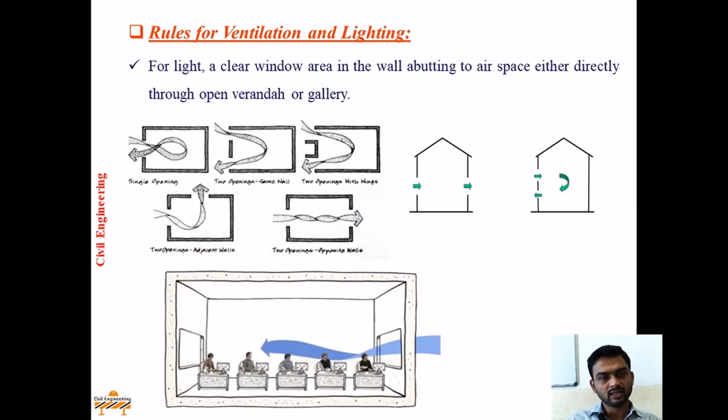For a clear light, a clear window area in the wall abutting to air space, either directly through open veranda or gallery, should be provided. To maintain a healthy environment inside the room or inside the bungalow, a sufficient amount of openings in the form of doors and windows should be provided. In short, if you require a fresh healthy environment, a healthy, cool breeze, and sufficient and efficient lighting throughout the day, openings are most important.